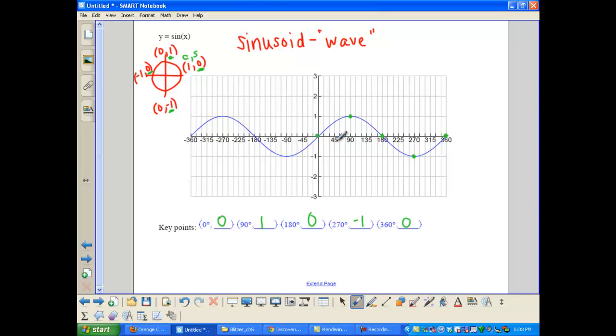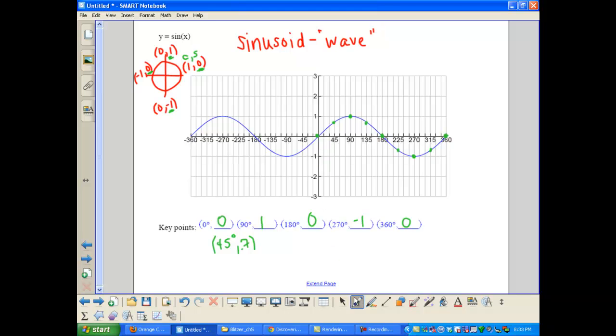Now I know we can get decimal approximations, so if we really had to go to the calculator and get a few, 45 is 0.7-ish, and so would all the other 45s. So that would put us for 135, that would put us here, 0.7. We would get a negative 0.7 here, negative 0.7 there, and that would really fill in our curve pretty nicely.